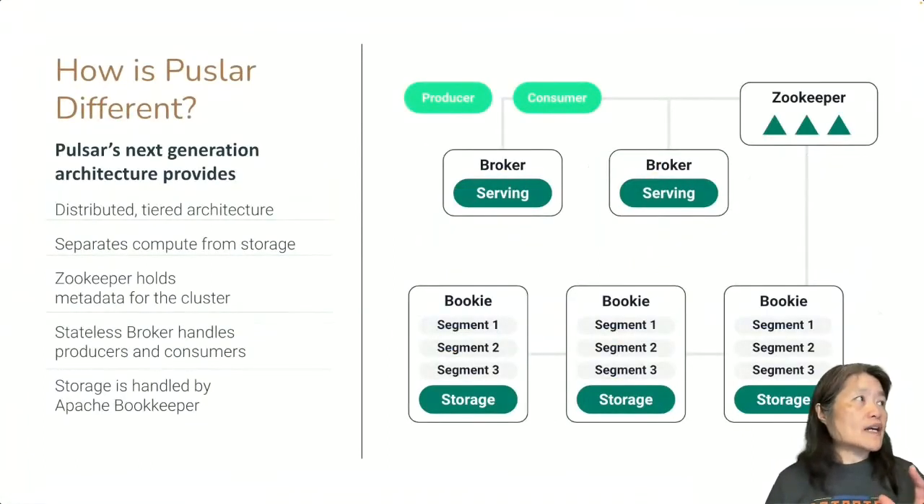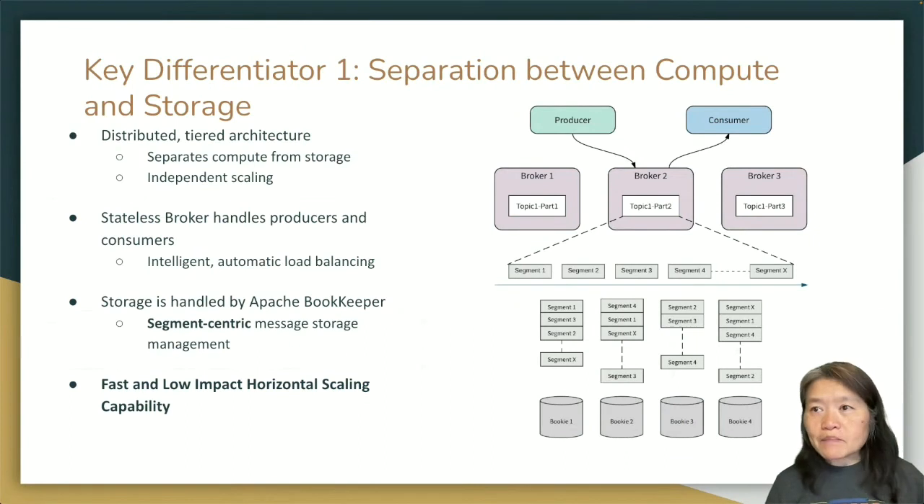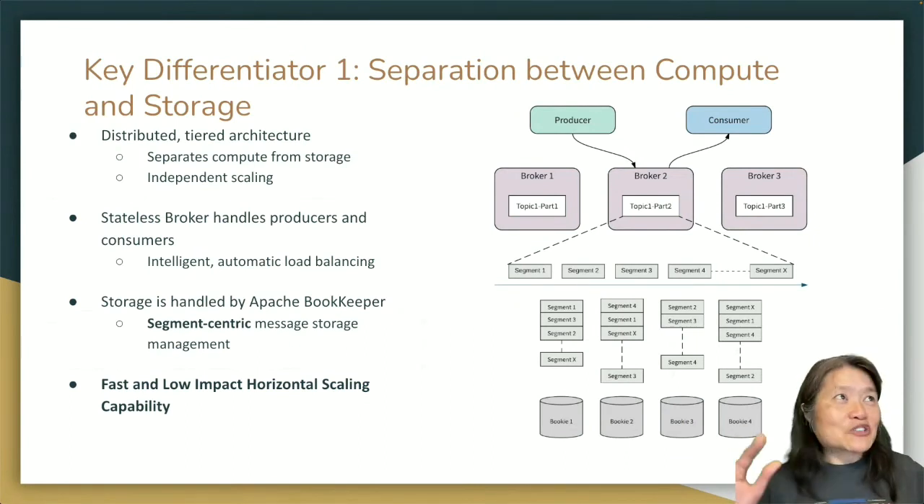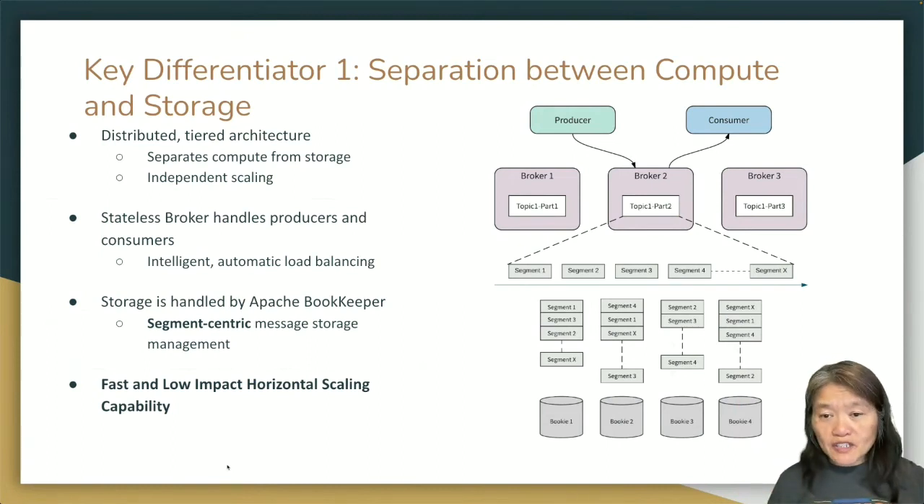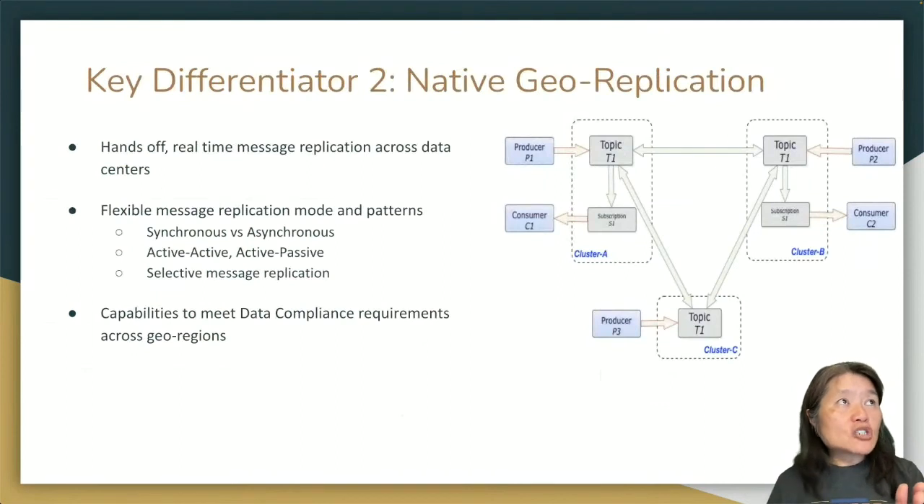All right, I won't step through all of these because I realize I'm speaking a little over time, but really quickly, let me tell you the differentiator. It separates compute and storage, right? The compute, basically, handles the broker side, and the storage is delegated off to BookKeeper. That's an advantage.